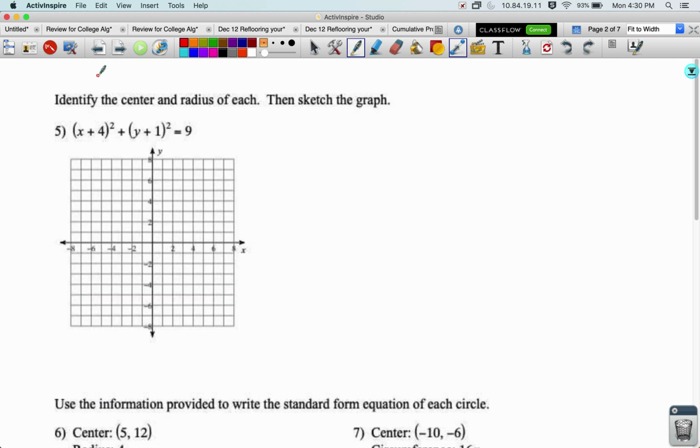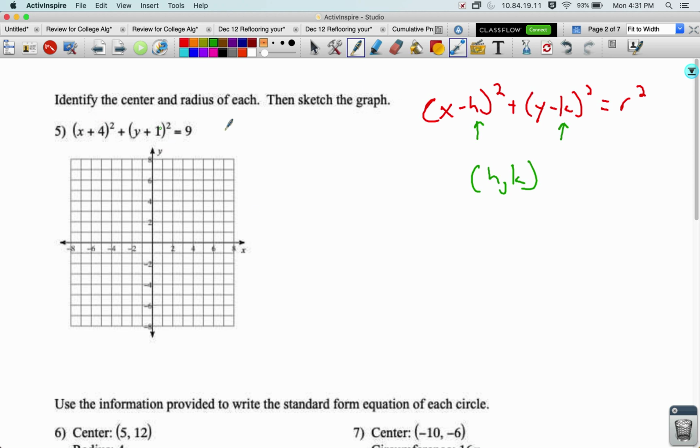Identify the center and radius of each, then sketch the graph. So the center, let me write out our generic formula for the equation of a circle. (x minus h) squared plus (y minus k) squared equals r squared. So we just look at the h and the k value for the center. The center should be at (h, k), but you ignore the minuses if there is one, and you add in a minus if there isn't one.